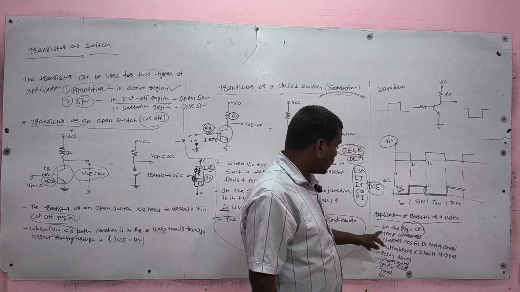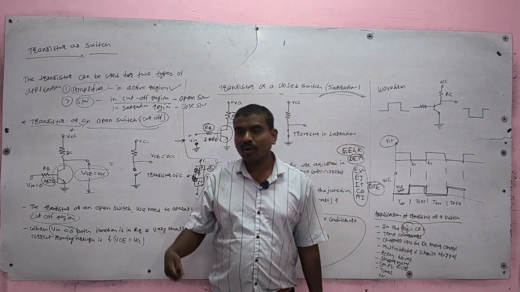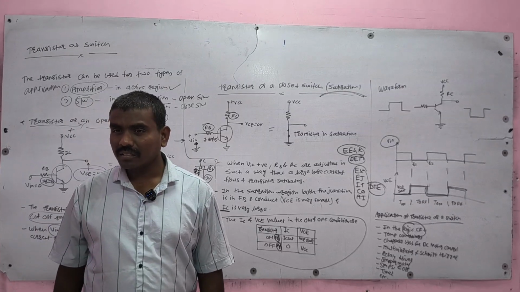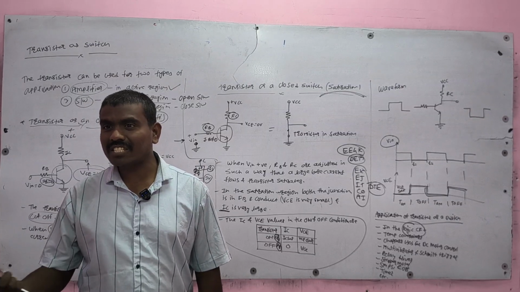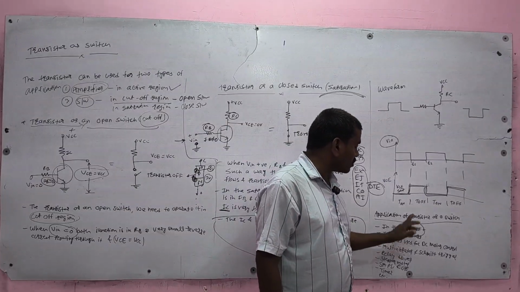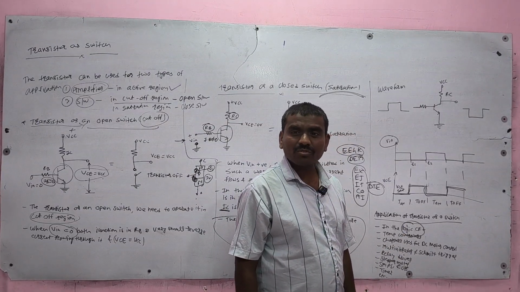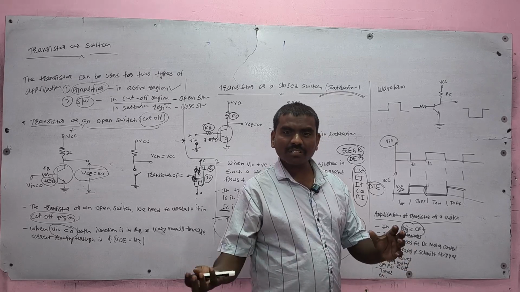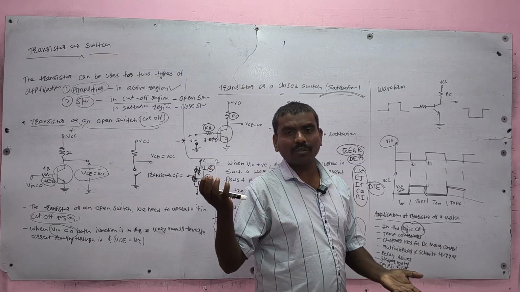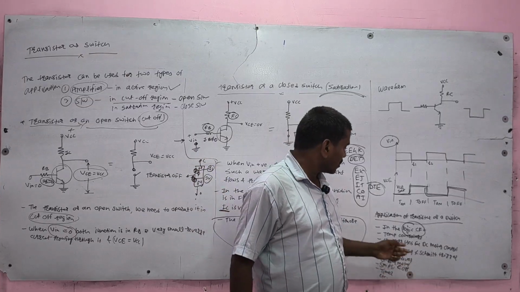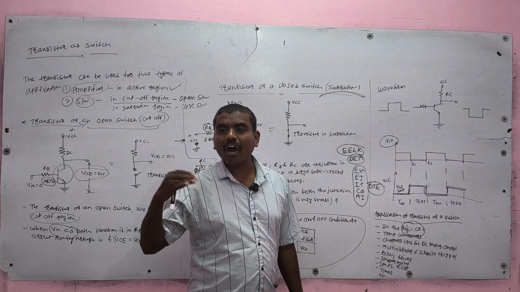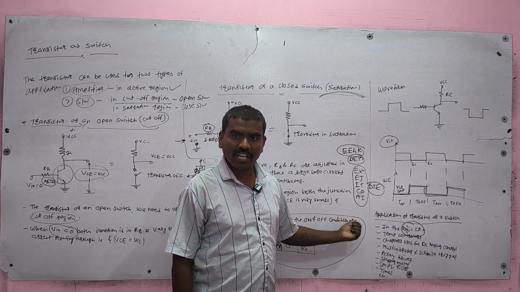Then temperature control. If you want to control the temperature of a geyser, cooler, AC, or refrigerator, then in that application we can use the transistor as a switch. A sensor with a temperature controller means that if you want to increase the temperature, we can use the temperature controller. But for on-off application, we use the transistor as a switch.